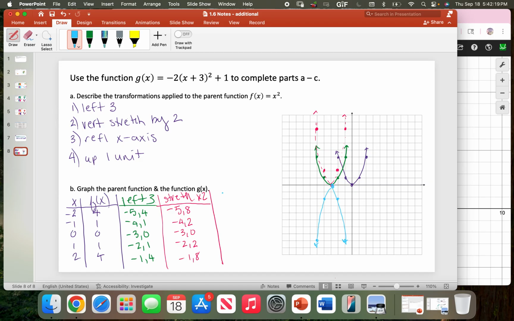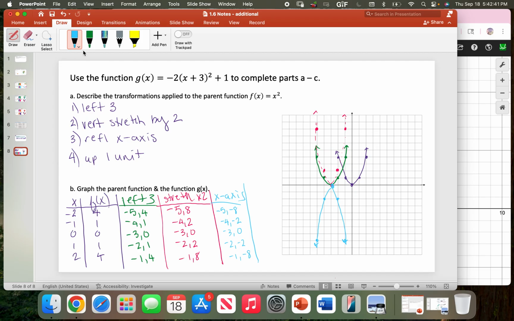And for your chart, if you want to do the reflection over the x-axis, remember here the y coordinates are going to become negative. So this should be -5, -8, -4, -2, -3, 0, -2, -2, and -1, -8.